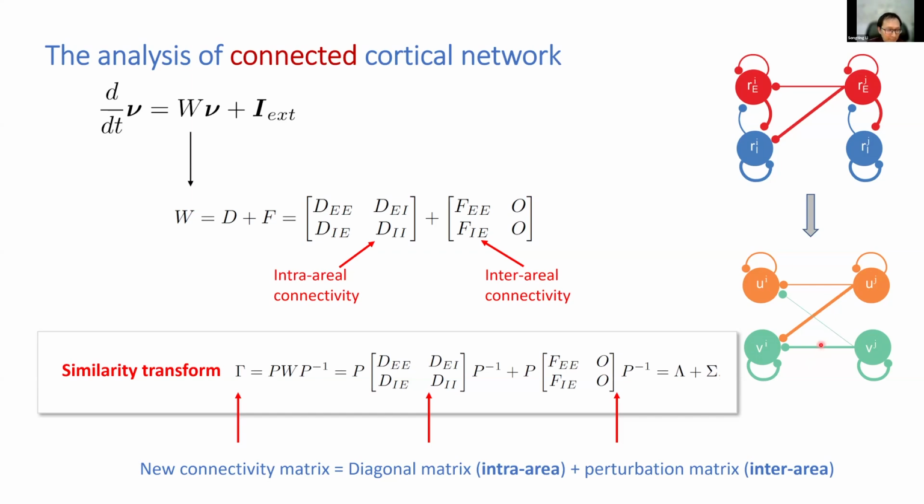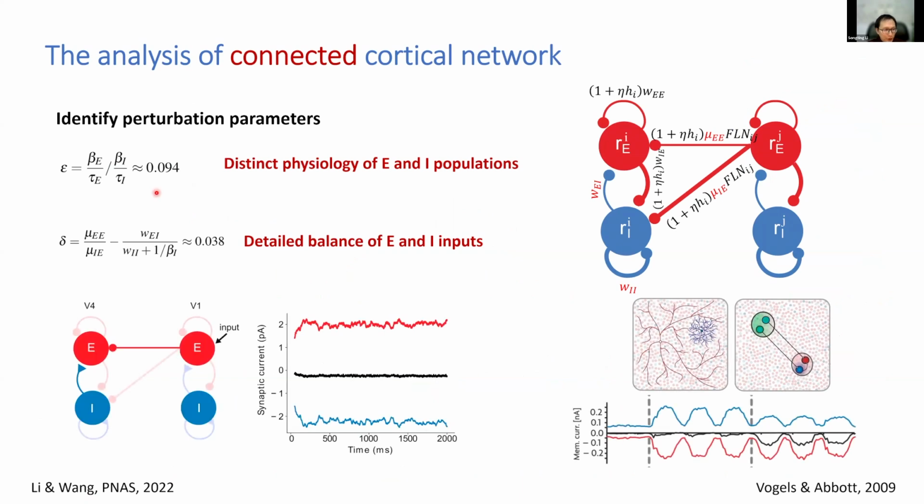And then we can find for the model parameters we use, there are two small parameters. One is called epsilon. This epsilon describes the distinct electrophysiological property of E and I populations. For example, they have different slope of the F-I curve and different membrane time constant, and so on and so forth. And another small parameter is called delta. And from this expression, we can see it depends on the connectivity strength marked by this red color.